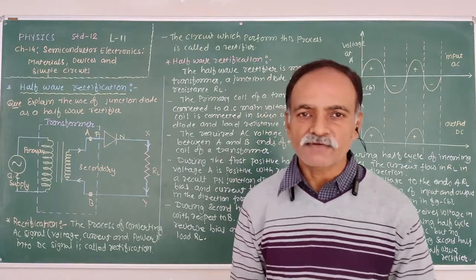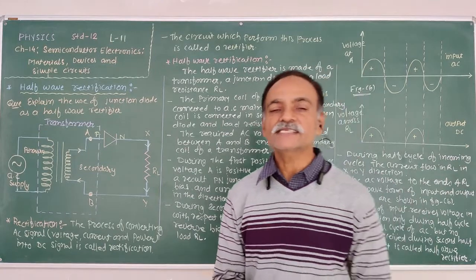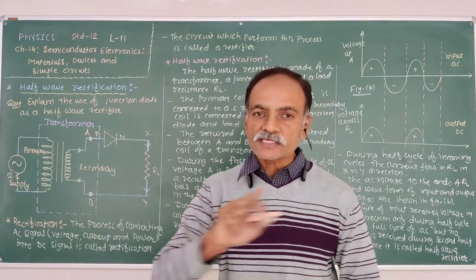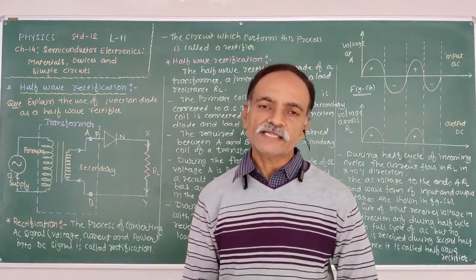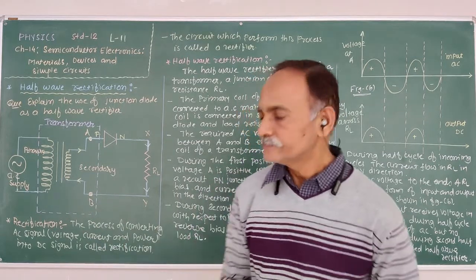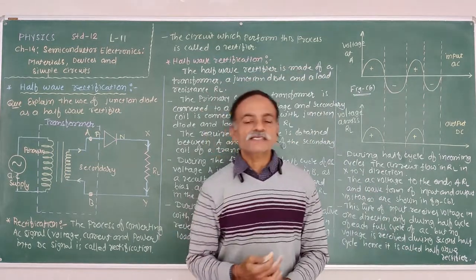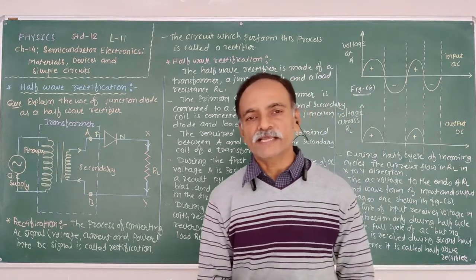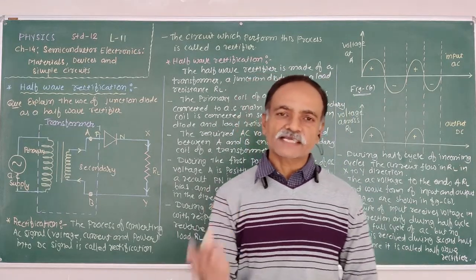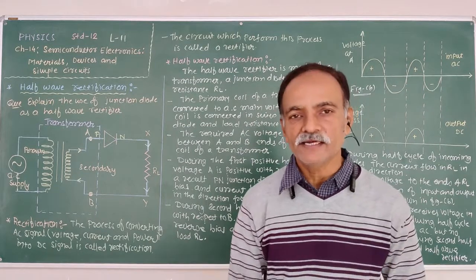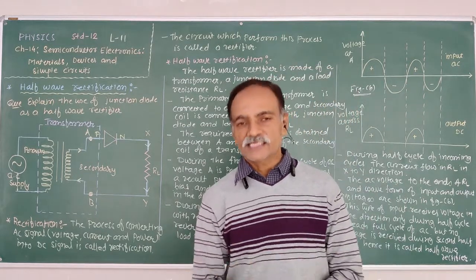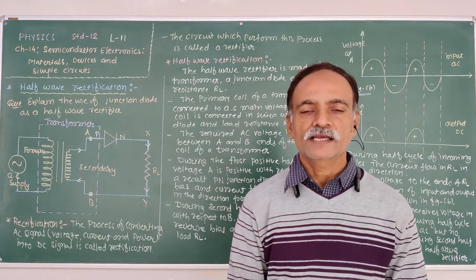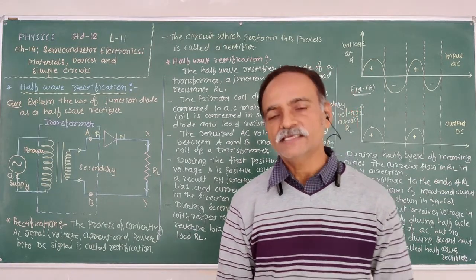Why is the DC signal required? Because the AC signal varies with time, while the DC voltage is constant with time. Okay. Now listen, what is rectification? The process of converting an AC signal, that means AC current, AC voltage or AC power, into a DC signal. This process is known as rectification.